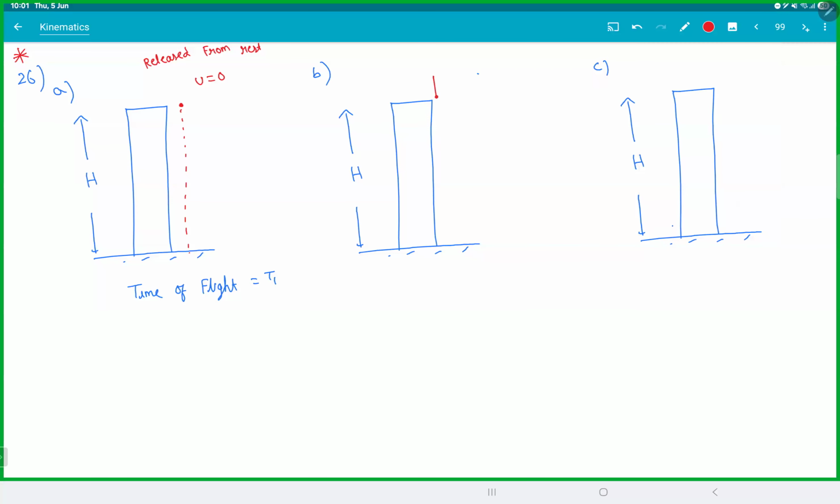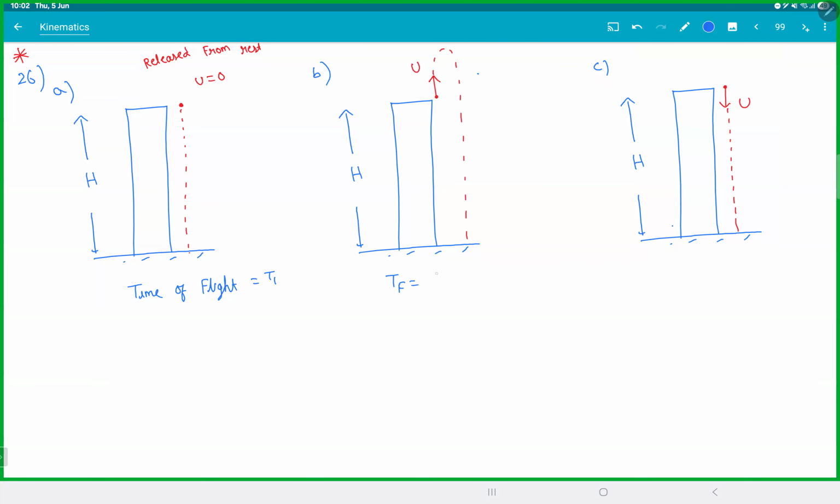Second question, you projected vertically up with speed u. So this thing went up and then came down. The third one, you projected down with the same speed u, and this thing came straight down. Three possibilities: either you leave the particle, or you throw it up, or you throw it down. For now, we are still doing 1D. Later on, we will throw horizontally also, but for now, this is the thing.